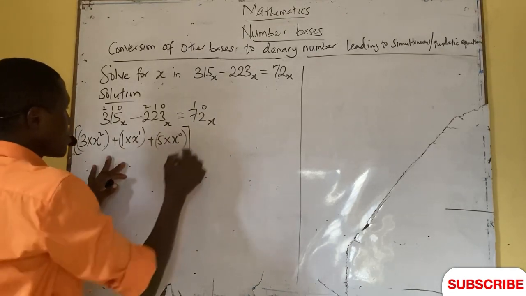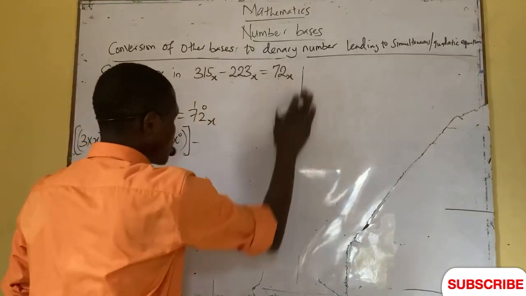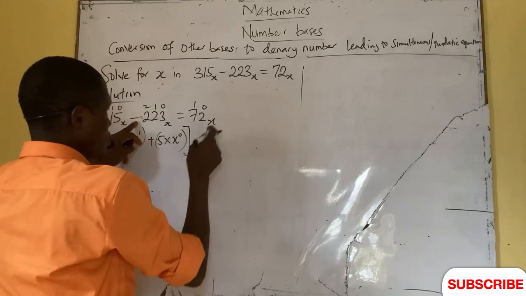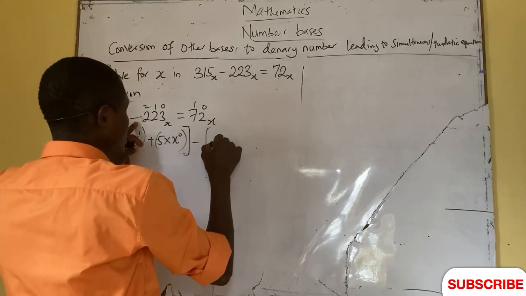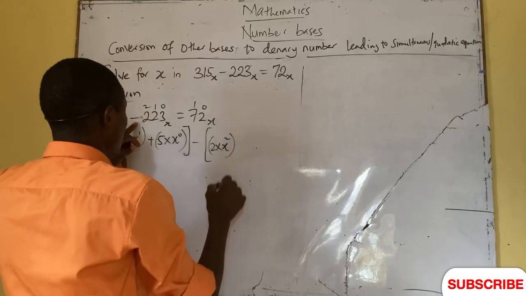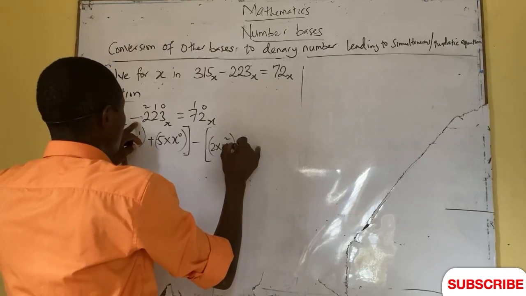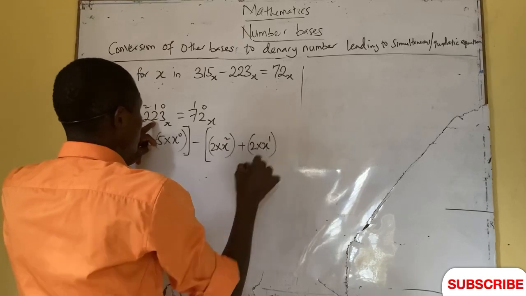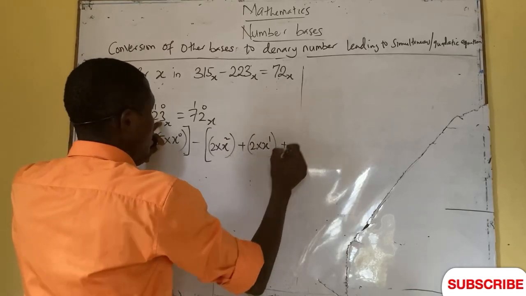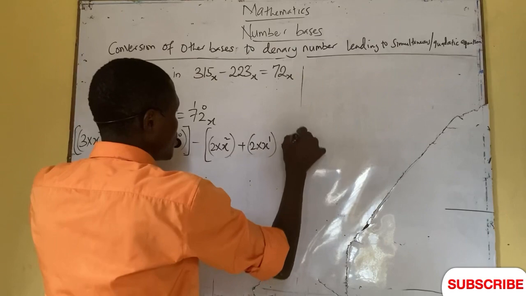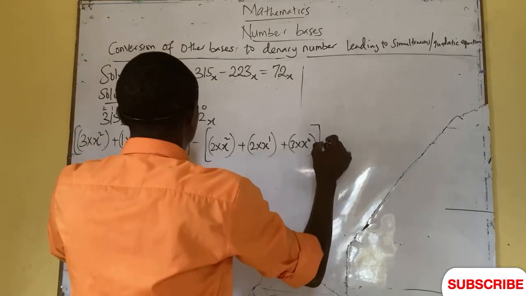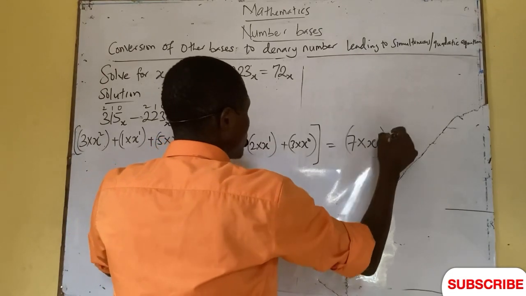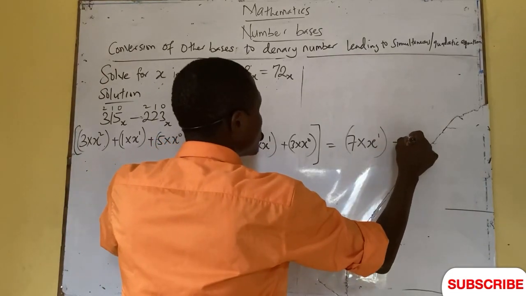Then the bracket close. Then we have what? This bracket, because of this minus, we are going to introduce another big bracket. 2 times x raised power 2 bracket close plus 2 times x raised power 1 bracket, into bracket and 3 times x raised power 0 into bracket close. Then equal to 7 times x raised power 1 to bracket plus 2 times x power 0.